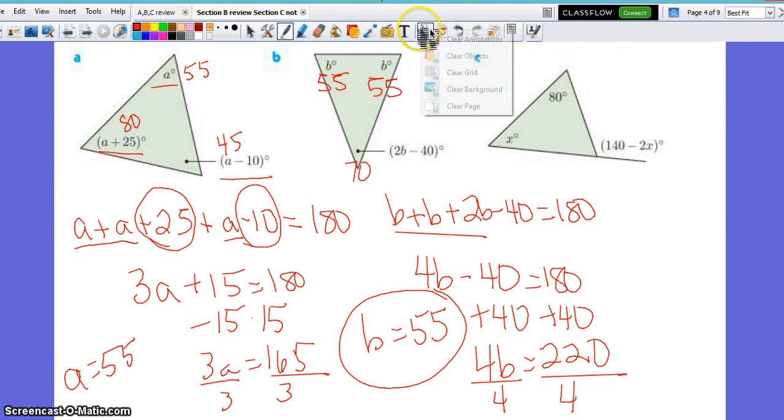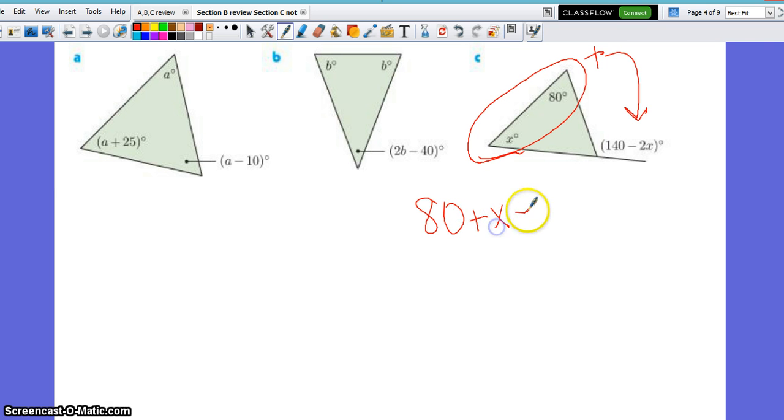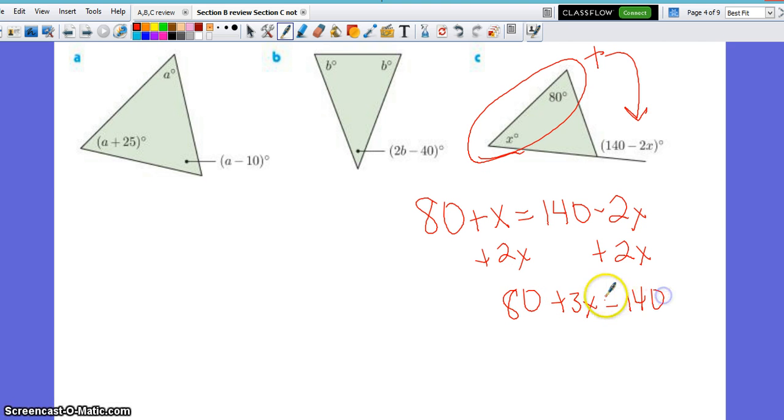All right, this last one is not as difficult as it looks, because you know that these two outside angles added together give you this. So that's the only thing that you know. So what you're going to do is add those two outside angles, equal them to the other. Okay, then you're going to add 2x, 80 plus 3x, 140, subtract 80, 3x is 60, so x is 20.